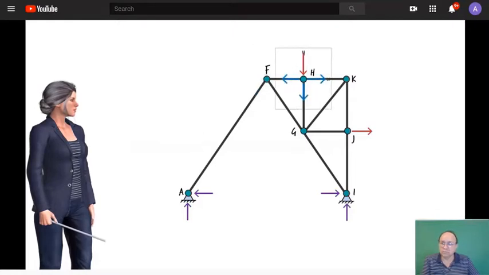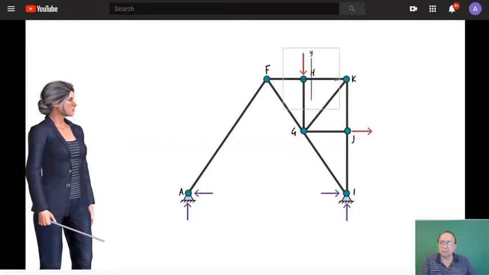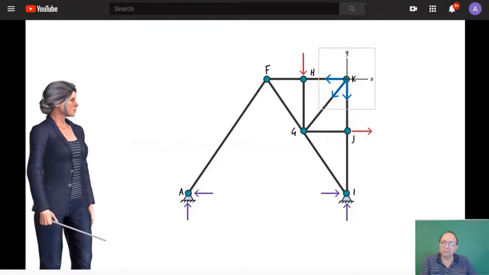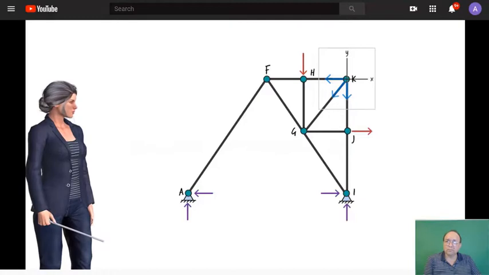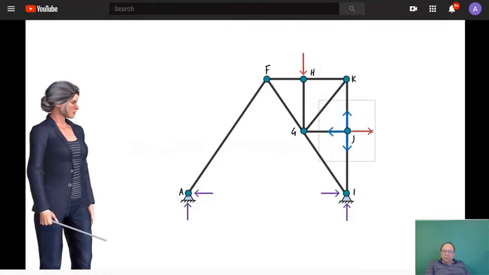Joint H is subjected to 4 forces, 2 forces in the x direction and 2 forces in the y direction. Therefore, neither of the member forces can be said to be zero. At K, although there are only 3 forces present, they yield 2 x components and 2 y components. Therefore, neither member can be said to be carrying a zero force. Joint J is similar to joint H. There are 4 forces present, hence no member can be said to be carrying a zero force.